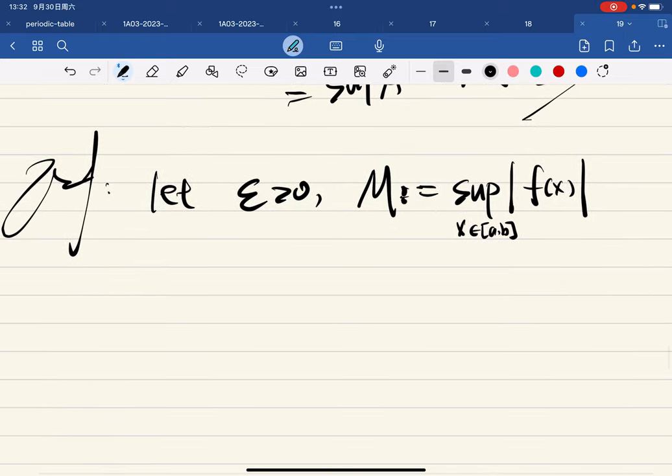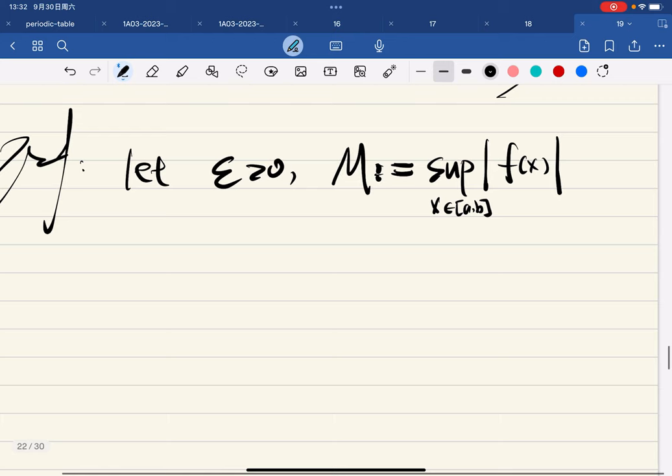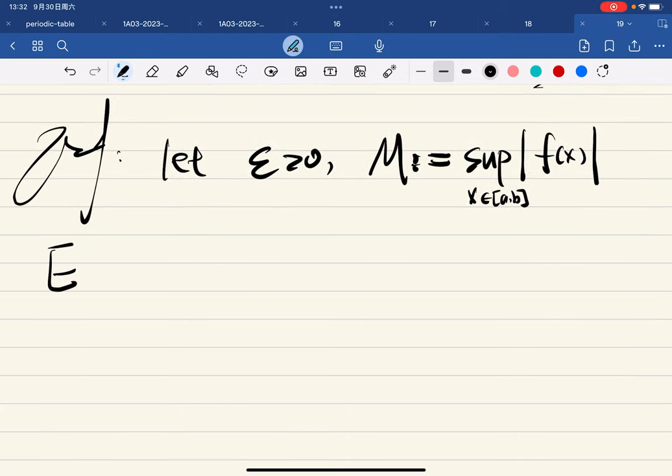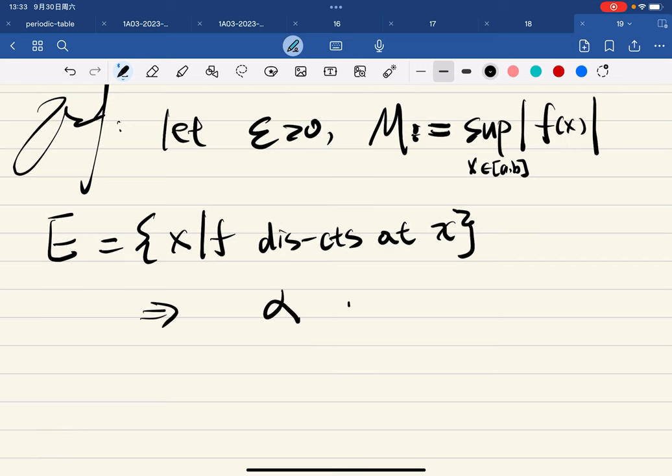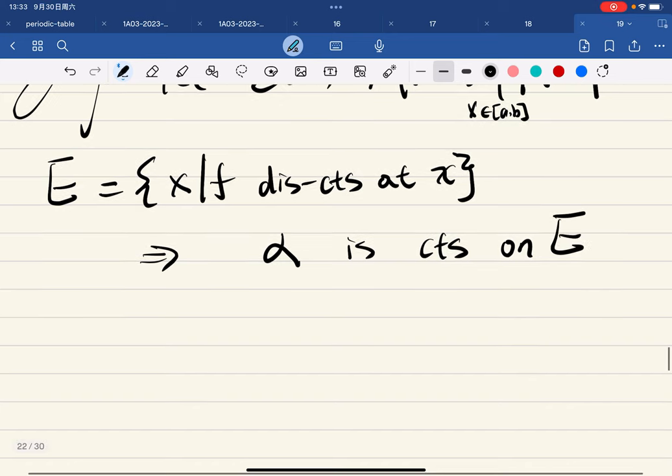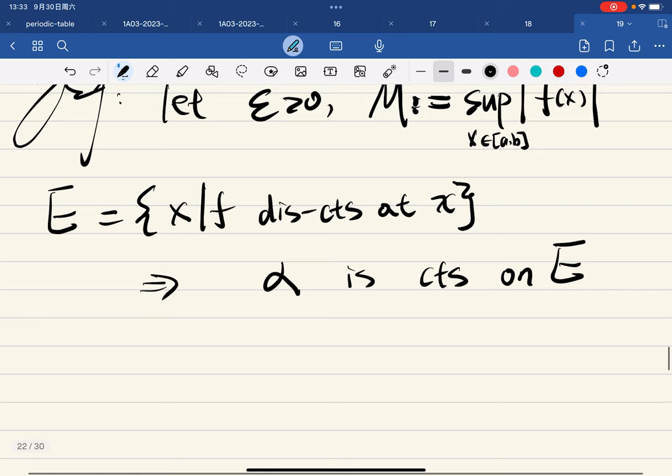Become defined as the supremum of all the output values, and we let E be equal to the set of all points x such that f is discontinuous at x. Then we have f continuous on E, right? This is by our assumption.